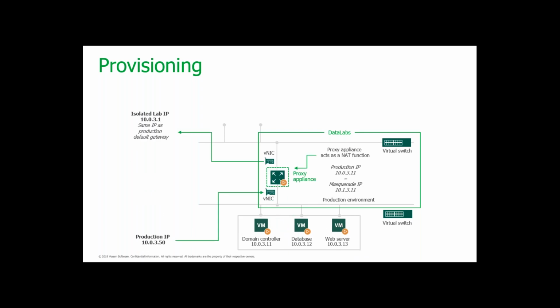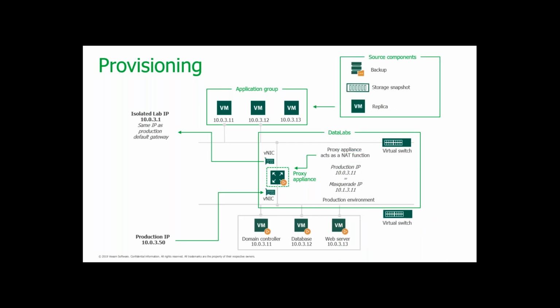Then the proxy appliance, look at that. We have an IP address to our production network, and we have an IP address assigned to the proxy appliance that links to the isolated environment that we've created. That's really nice. And we also have, let's say, a masquerade IP address. So the next step, we can start an application group. Actually, it will be done automatically. And I have to remind you that these virtual machines in the application group could be started from different sources like backup, storage snapshot, and virtual machine replicas.